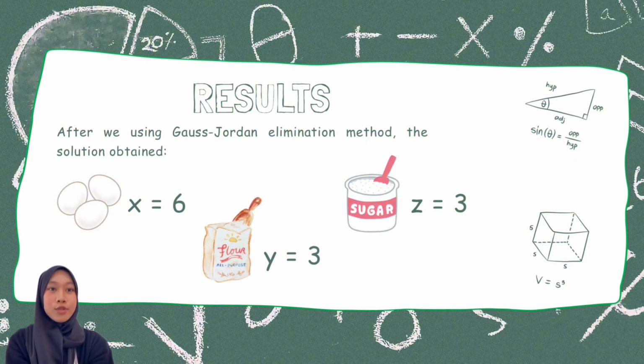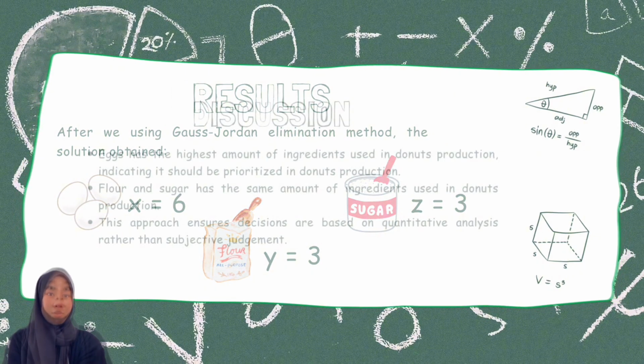Okay, now I want to show the result of our case study. After using the Gauss-Jordan elimination method, the solution is obtained. The egg, which is x equals 6, flour, which is y equals 3 kilograms, and also sugar, which is z equals 3 kilograms.